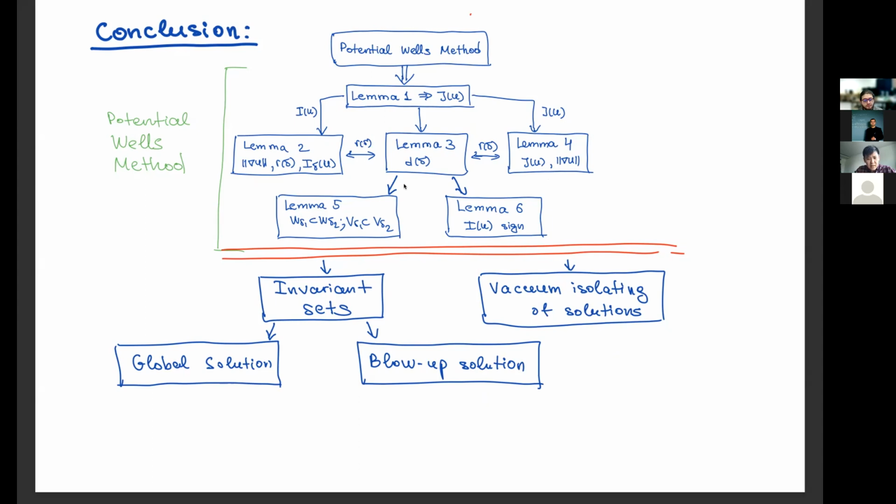And then by Lemma 3 we can have Lemma 5 about these embeddings and Lemma 6 about the sign of the Nehari function. And using these, we get invariant sets and vacuum isolating of solution. And using these invariant sets, we can also prove the global solution and blow-up solution.